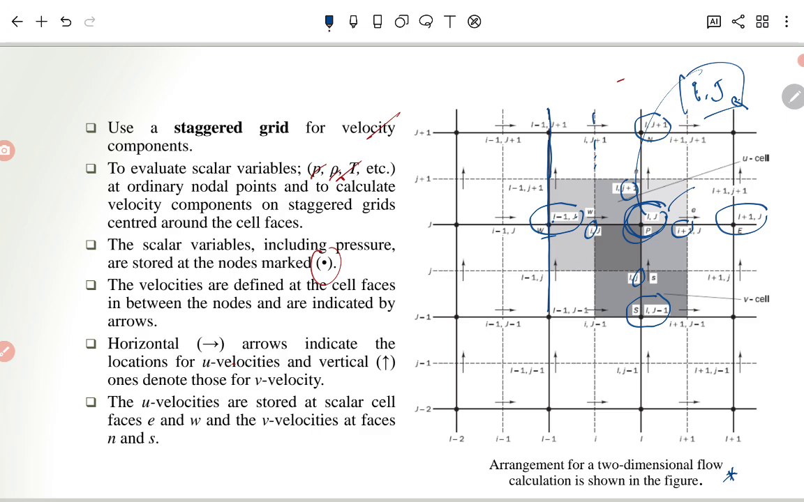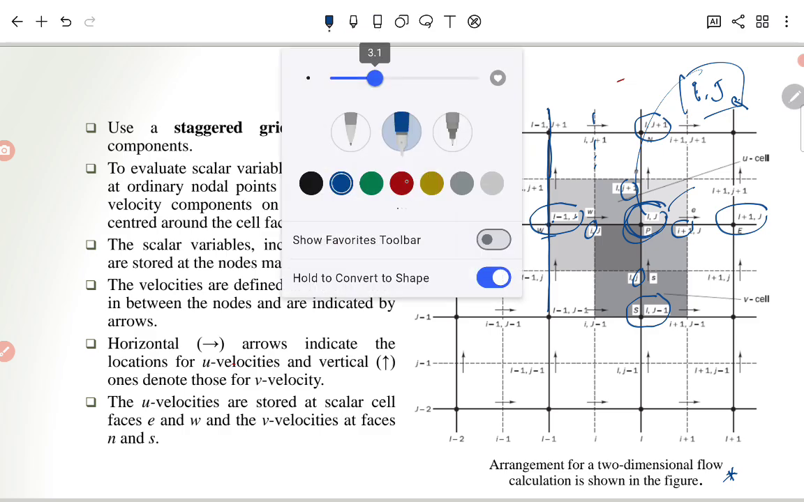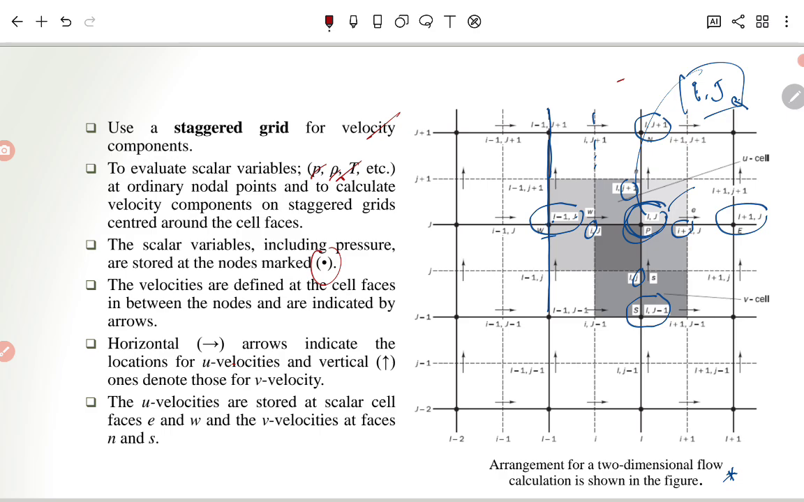For some reason, the storage locations for the velocities are a combination of capital and lowercase letters. For example, this one is a combination of I and J: lowercase i, and capital J.